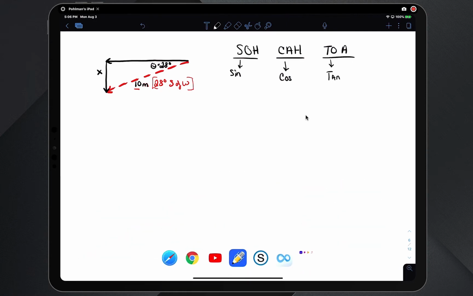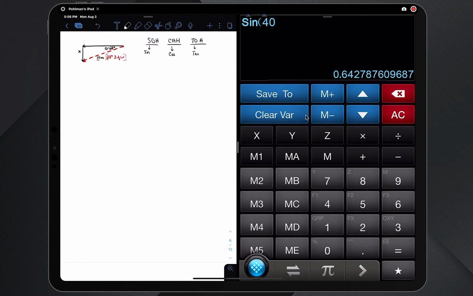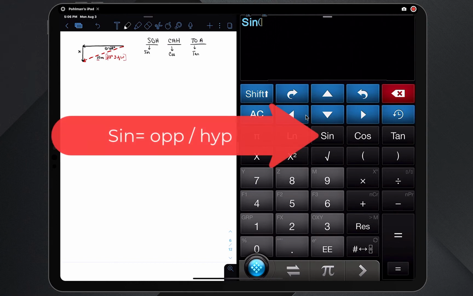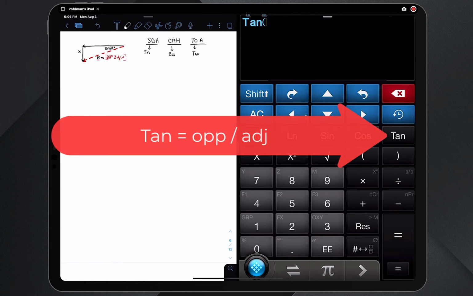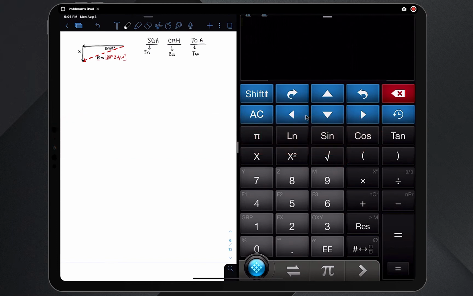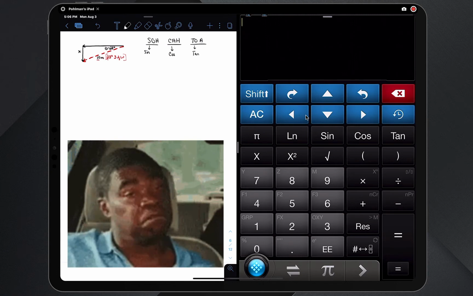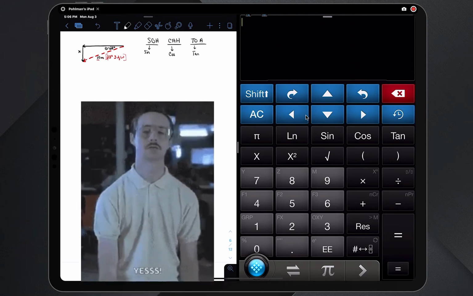Now on your calculator, you're going to see each one of those trigonometric functions right here. So we have the sine button, we have the cosine button, and we have the tangent button. So we're going to use those. It's not that you have to memorize all of the different trigonometric ratios, because the calculator is going to do the work for you. That's the easy part.